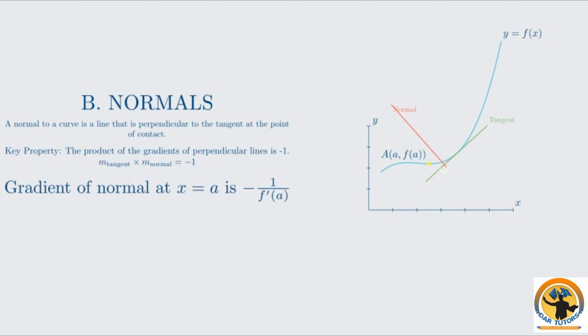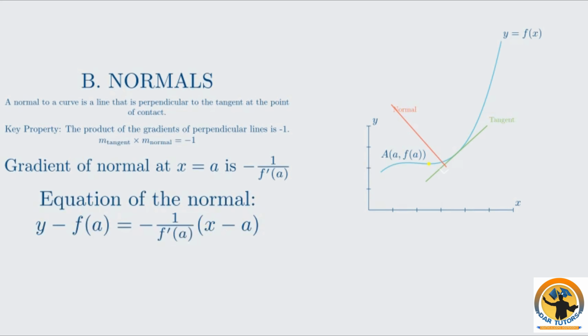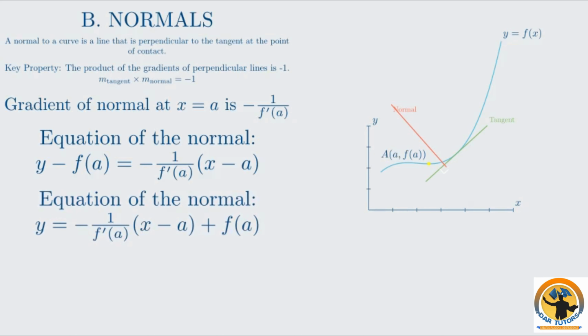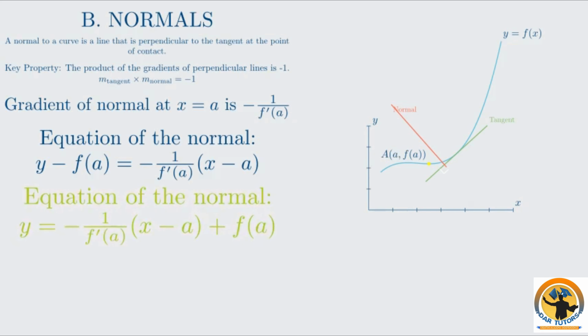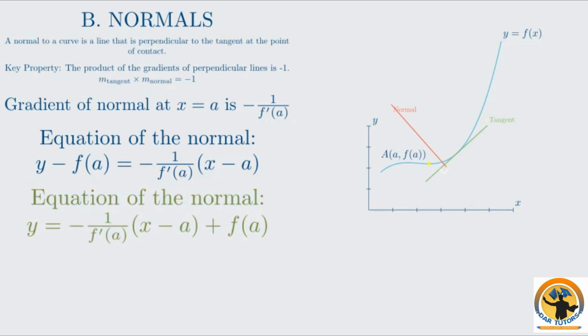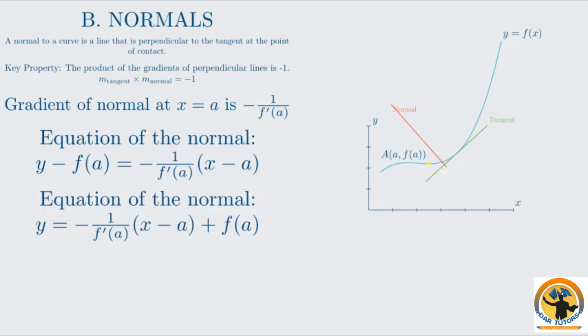So, if the gradient of the tangent at x equals a is f prime of a, then the gradient of the normal at that same point is negative 1 over f prime of a. Using the point-gradient form again, the equation of the normal is y minus f of a equals negative 1 over f prime of a times the quantity (x minus a). This can also be written as y equals negative 1 over f prime of a times (x minus a) plus f of a. This formula is essential for finding normal equations.